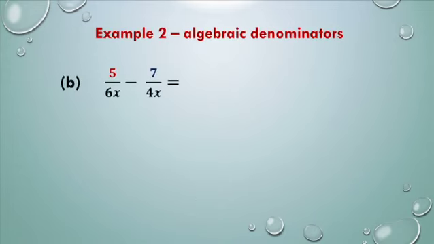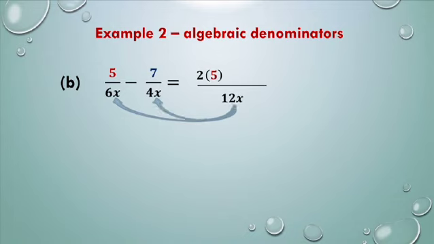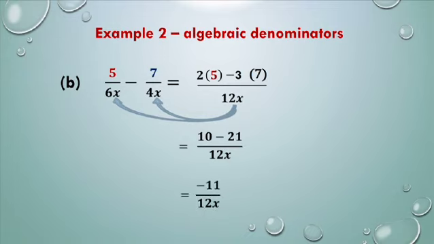Part B. 5 over 6x minus 7 over 4x. The LCM is 12x. 12x over 6x will give me 2. 2 times 5, minus 12x divided by 4x, 3, 3 times 7. So we have 2 times 5 minus 3 times 7. When simplifying, we get 10 minus 21 over 12x, which gives minus 11 over 12x.